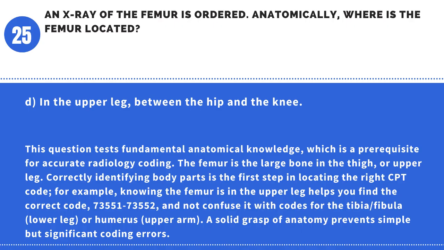This question tests fundamental anatomical knowledge, which is a prerequisite for accurate radiology coding. The femur is the large bone in the thigh, or upper leg. Correctly identifying body parts is the first step in locating the right CPT code. For example, knowing the femur is in the upper leg helps you find the correct code, 73551 to 73552, and not confuse it with codes for the tibia/fibula, lower leg, or humerus, upper arm. A solid grasp of anatomy prevents simple but significant coding errors.